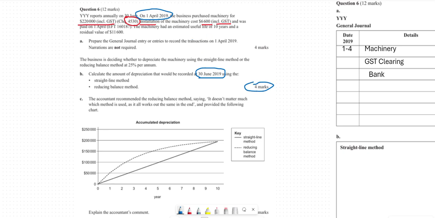So we'll start with the straight line calculation. So based on the formula, we need 3 figures. We've just worked out the first figure, the cost of the asset. We need our residual value, that's specified in the question here, 11,600. And our UL is 10 years as it specifies right here.